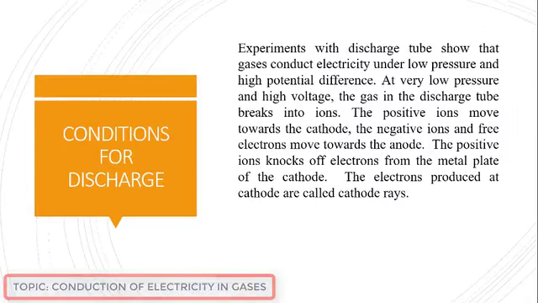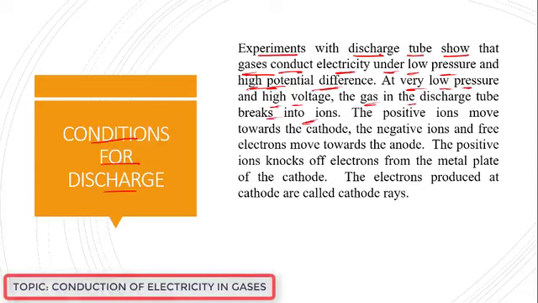Welcome back. In this lesson, let's see the conditions for electrical discharge using the discharge tube. Now, according to this slide, you'll notice that experiments conducted with a discharge tube show that gases are capable of conducting electricity under low pressure and a high potential difference. Gases are remarkable for their high pressure. So at very low pressure and very high voltage, the gas in the tube discharges and breaks into what we call ions. This enables them to conduct electricity.